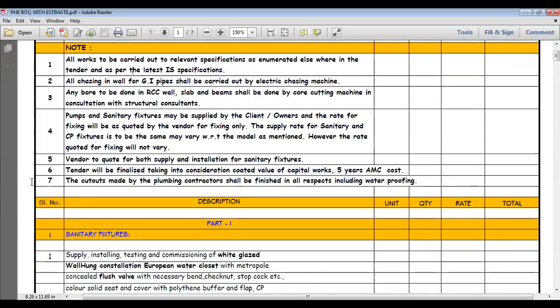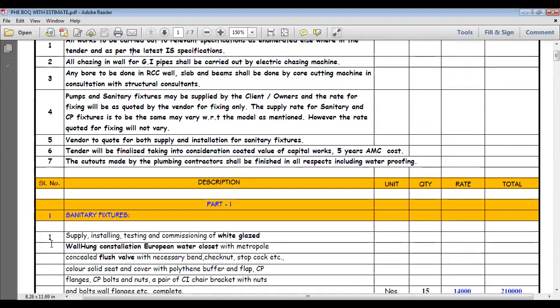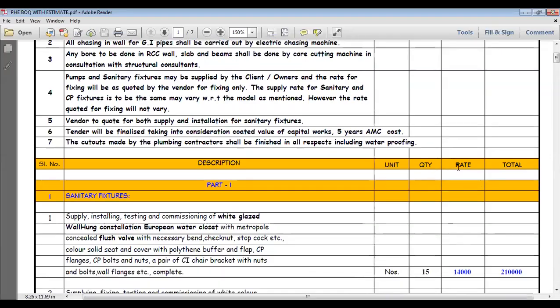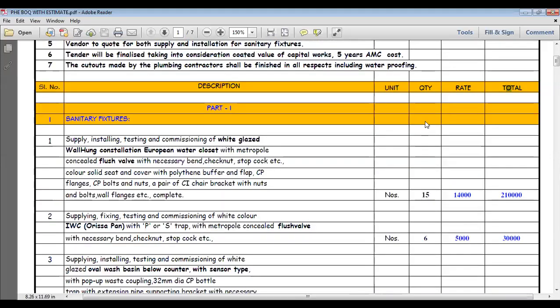So every BOQ will have a serial number, description, unit, quantity, rate, total. Another type of BOQ is without rate, only quantity, no rate. With rate is also there. With rate only we will quote. Sometimes without rate we will put. The rate column we will not put any value.